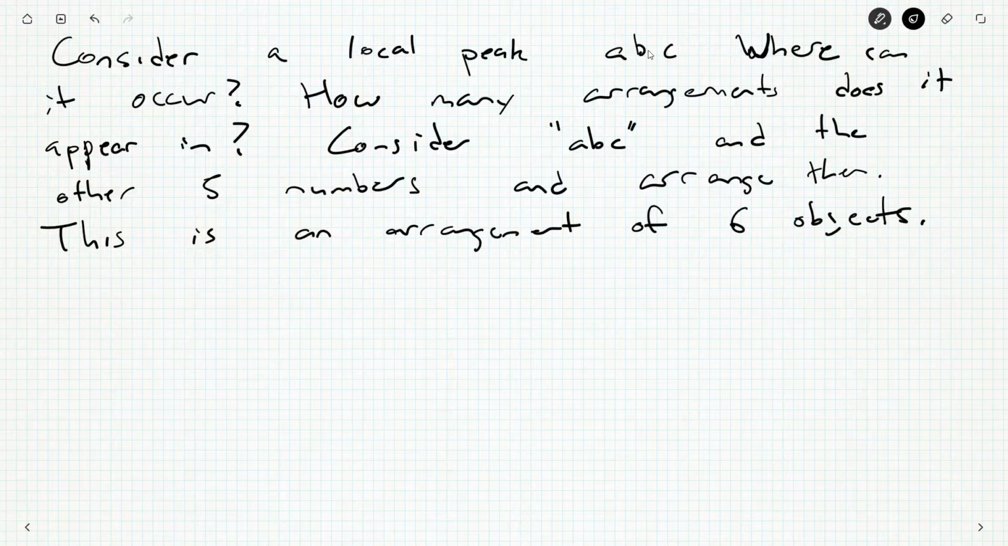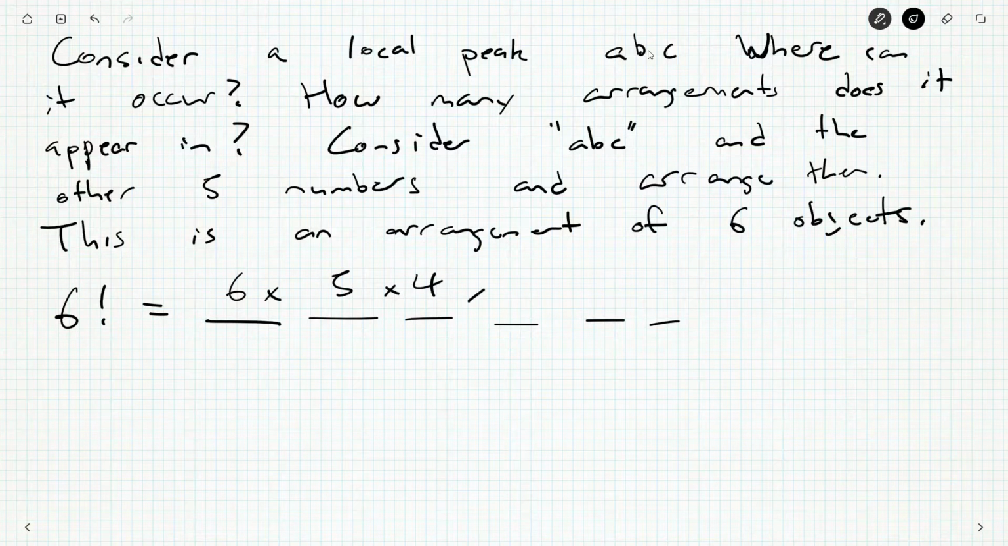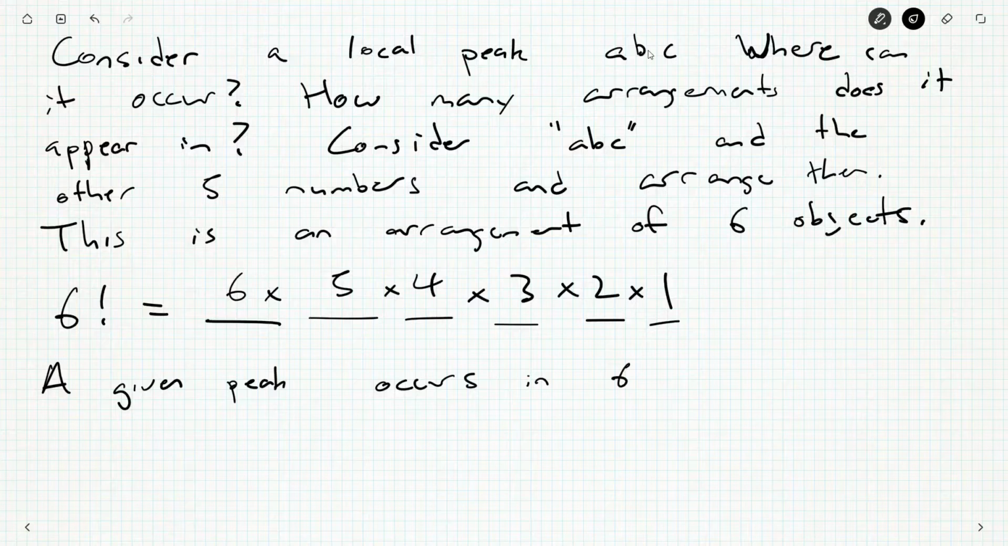Now, if you know factorials, then you know it's 6 factorial. Or you could say, well, there's 6 choices for the first object, 5 for the next, and so on. You know, just like we have the 8, 7, 6, 5, 4, 3, 2, 1, giving us 40,320. So a given peak occurs in 6 factorial arrangements. Or if you wanted to calculate that out, it's 720. Okay? I'm going to keep it with factorial notations.